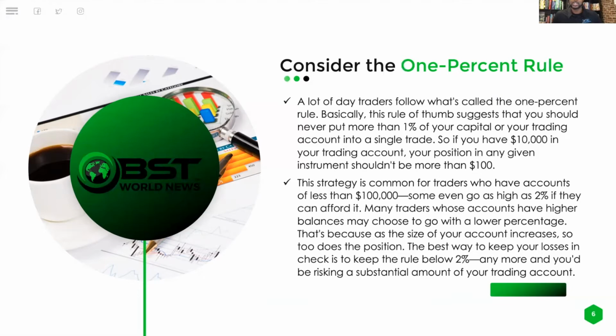Some even go as high as 2% if they can afford it. Many traders whose accounts have higher balances may choose to go with a lower percentage. That's because as the size of your account increases, so too does their position. The best way to keep your losses in check is to keep the rule below 2%. Any more, and you'd be risking a substantial amount of your trading account.